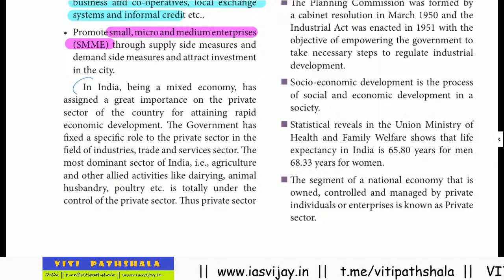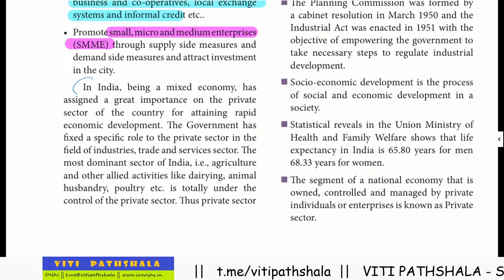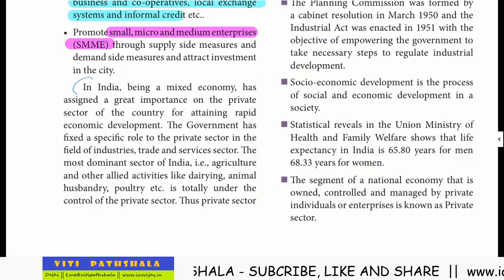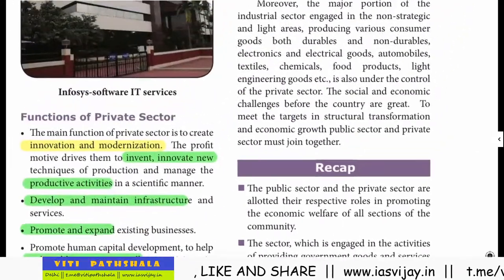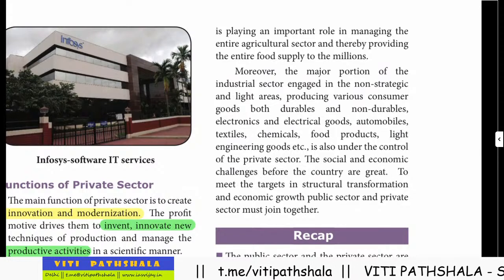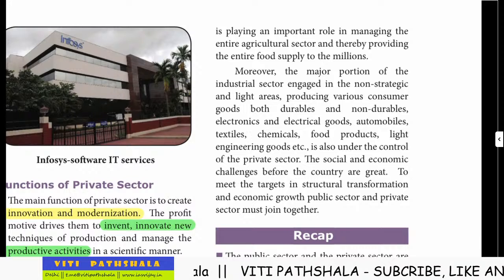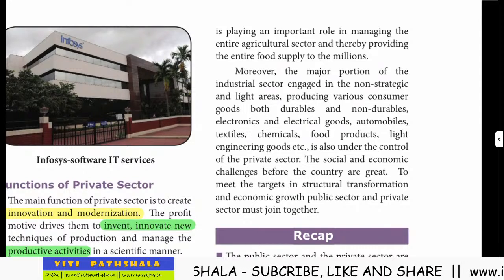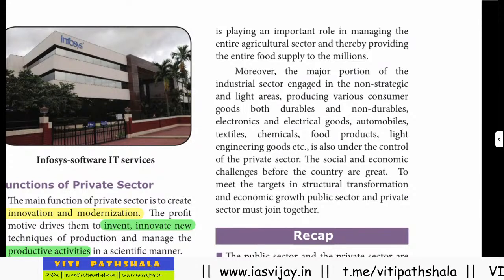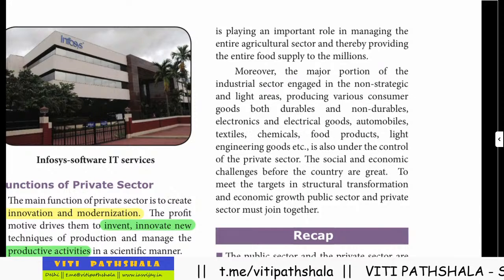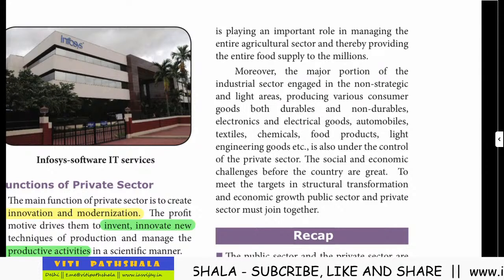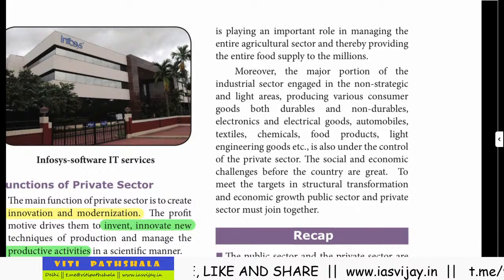The most dominant sector of India, that is agriculture and other allied activities like dairying, animal husbandry, poultry, etc., is totally under the control of the private sector. Thus, the private sector is playing an important role in managing the entire agricultural sector and thereby providing the entire food supply to millions. Moreover, the major portion of the industrial sector is engaged in non-strategic and light areas, producing various consumer goods, both durables and non-durables, electronic and electrical goods, automobile, textiles, chemical, food products, light engineering goods, etc. It is also under the control of the private sector.